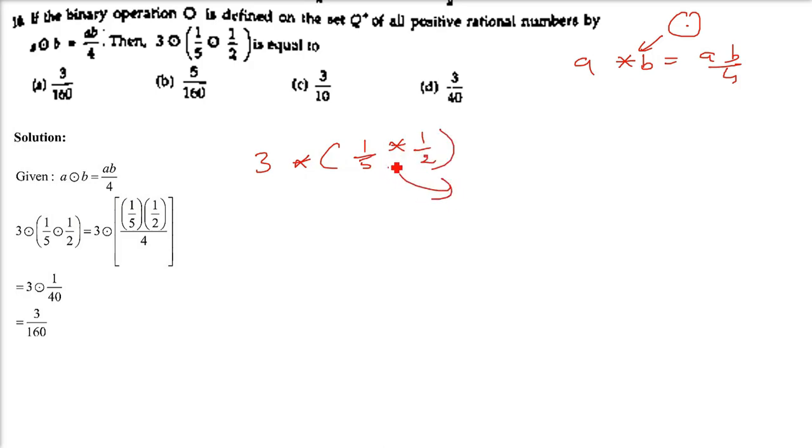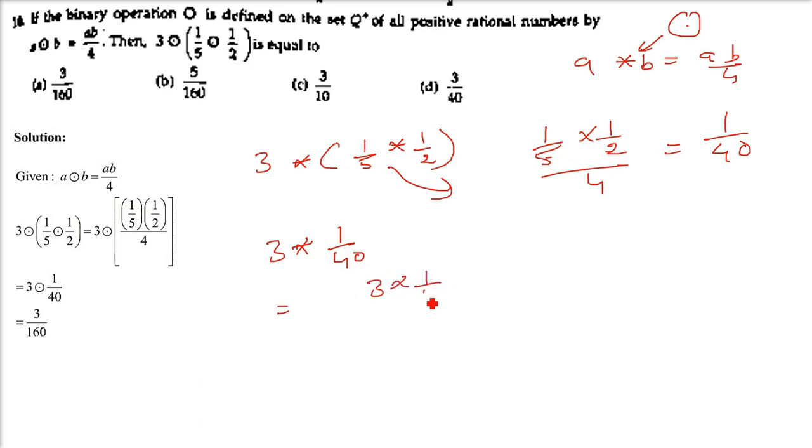What do you get? It is AB by 4. So 1 by 5 into 1 by 2 divided by 4. This gives 1 by 10, and 10 into 4 is 40. So 1 by 40 is the result of 1 by 5 operated with 1 by 2. Now we have to operate 3 with 1 by 40. So 3 operated with 1 by 40, divided by 4. This goes down to 3 by 160. A is the correct answer.